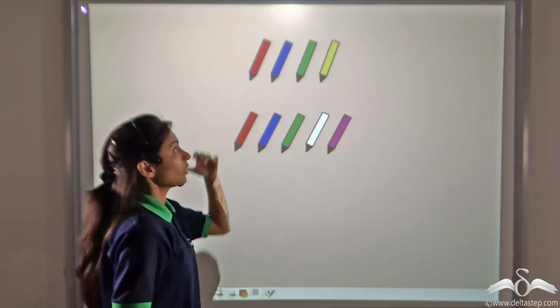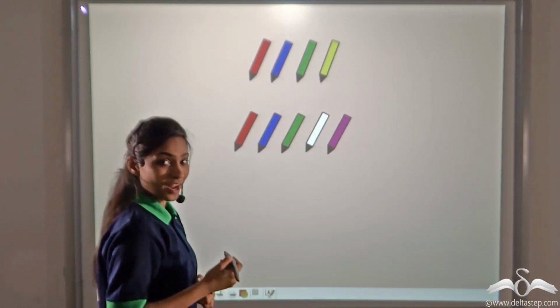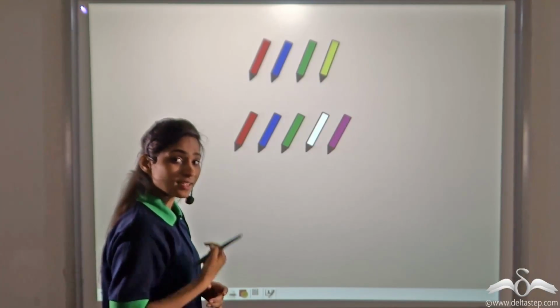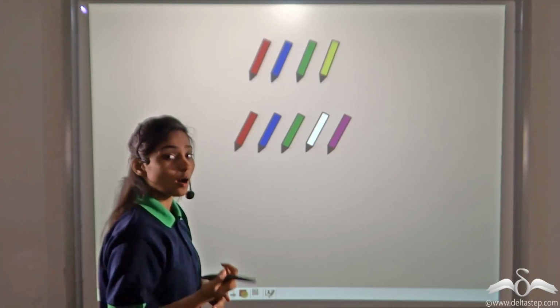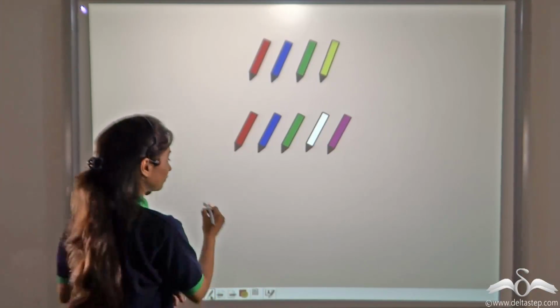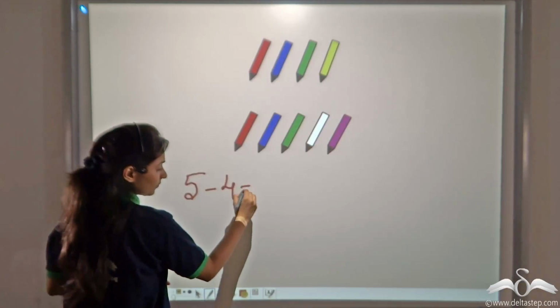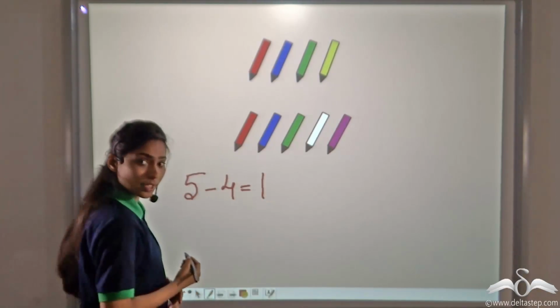Suppose I am having 4 pens and my friend is having 5 pens. So my friend has more pens than me. How many more pens does he have? He has 5 pens and I have 4 pens. So my friend has 1 pen more than me.